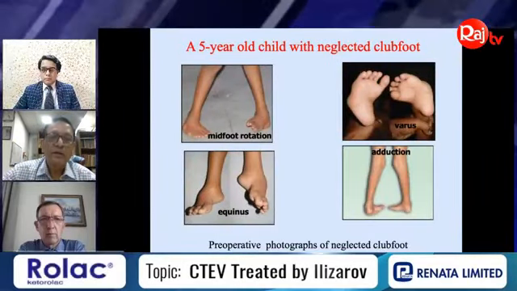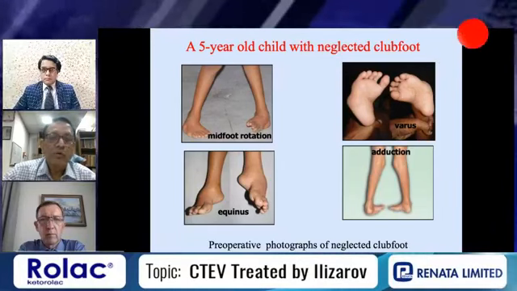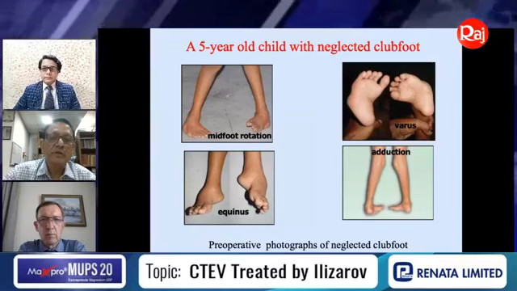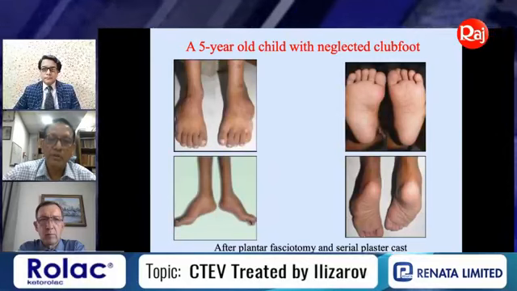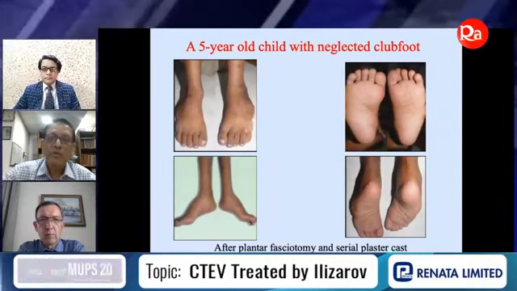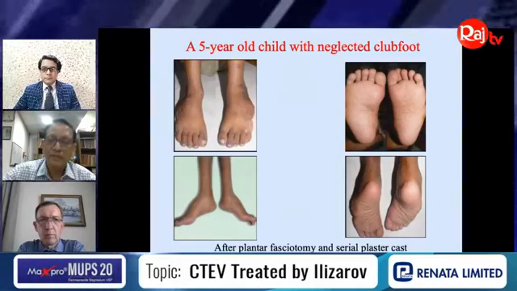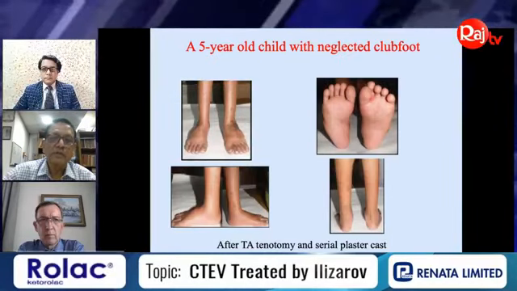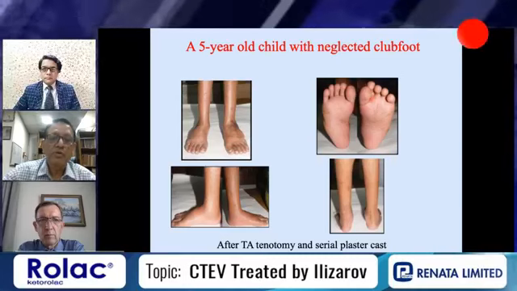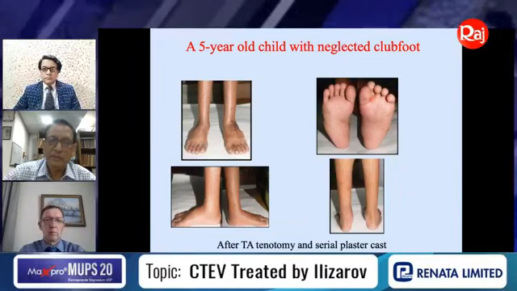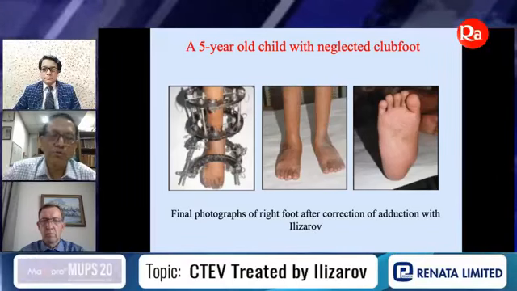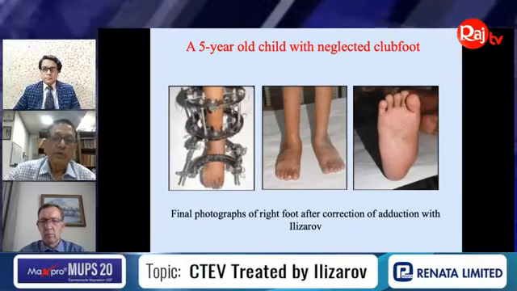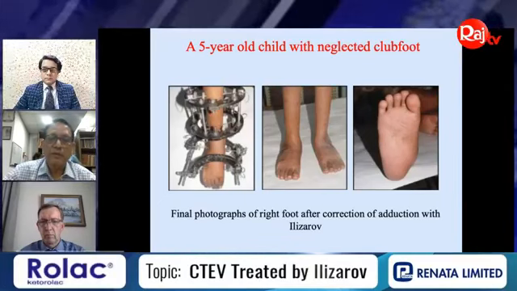There was another boy, a 5-year-old, who had a very severe clubfoot deformity. In the same manner, we did the percutaneous plantar fasciotomy, and you can see most of the deformities are corrected. After that we did the tendo Achilles tenotomy, and all the deformities are corrected. What happens sometimes is that the adduction deformity is left, which is not corrected by the plaster. So what we do is apply the frame and correct the adduction deformity by the Ilizarov.